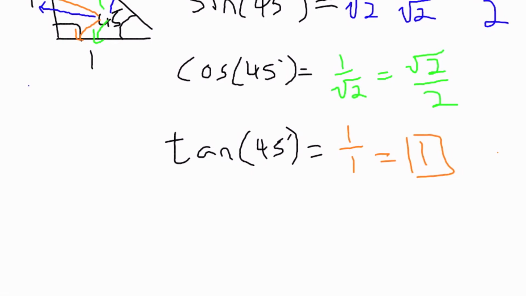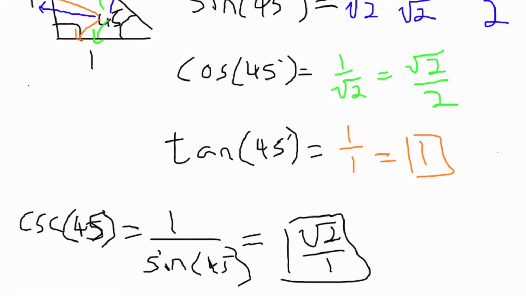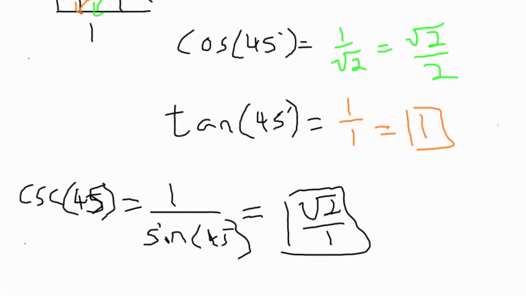For example, the cosecant of 45 degrees is just the reciprocal of sine 45 degrees, which is hypotenuse over opposite, or root 2 over 1. So we can find all exact values of the trig functions of 45 degrees.